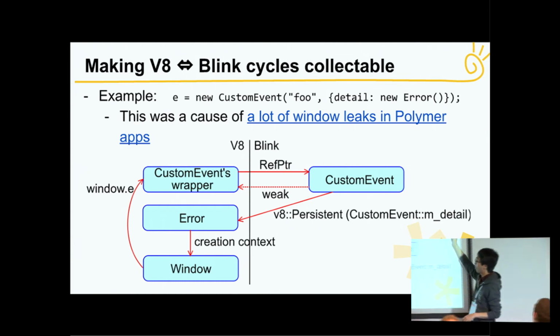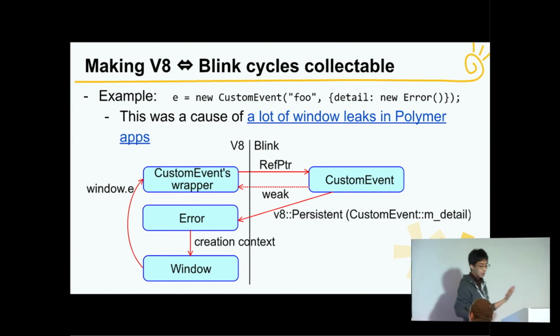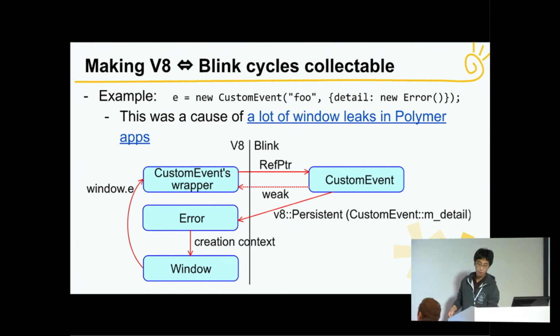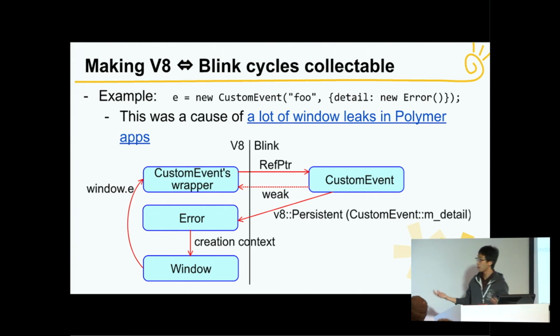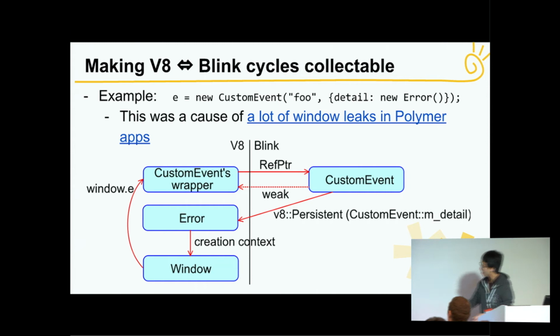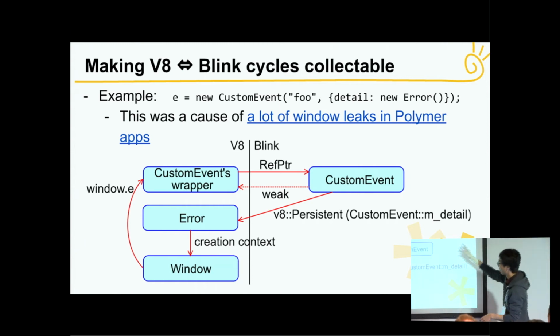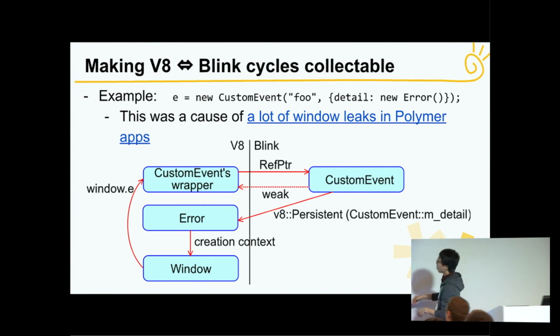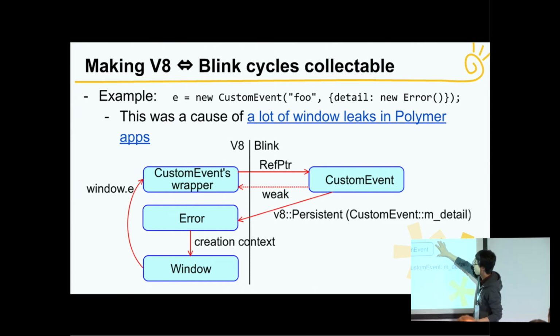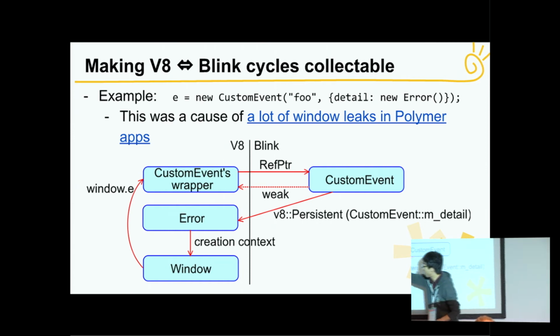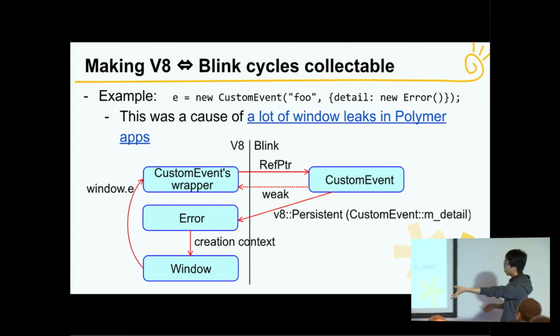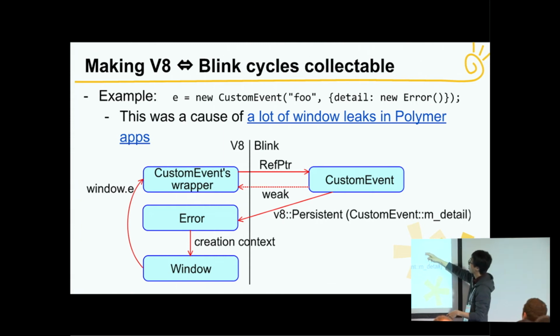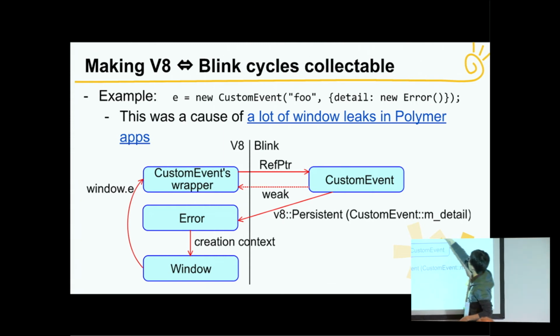Consider this code: e = new CustomEvent with detail new Error. This code has been causing a lot of window leaks in real-world Polymer apps. This is what was going on. This code creates a CustomEvent and a CustomEvent wrapper, and there is a pointer from the CustomEvent wrapper to the CustomEvent object. And we are creating detail objects.